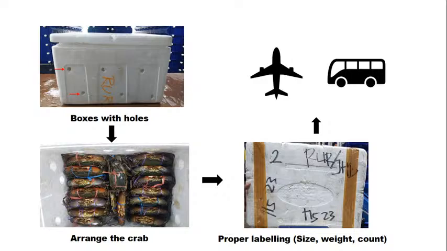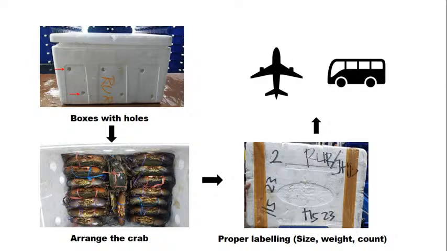To pack the crab, you have to make sure you have a polystyrene box with a hose along the box wall, like the picture over here. The size of the hose is about 3 to 5 centimeters, just enough to flow air into the box. You need to arrange the crab like the second picture over here, and you have to make sure the mouth and the eyes of the crab are facing upward.